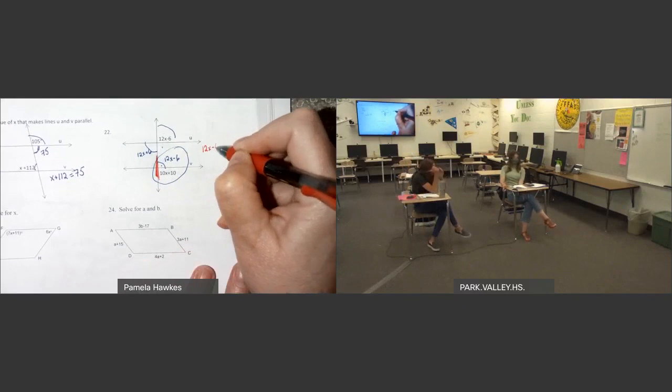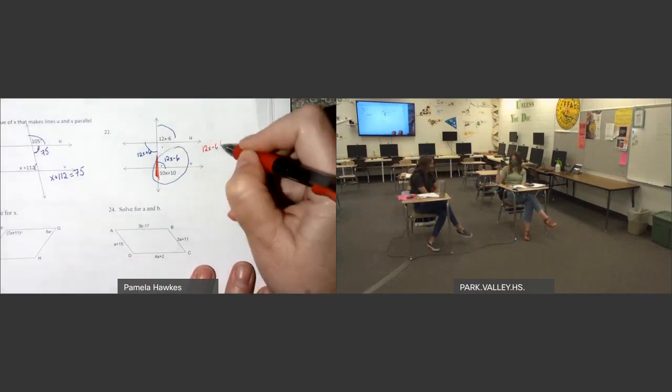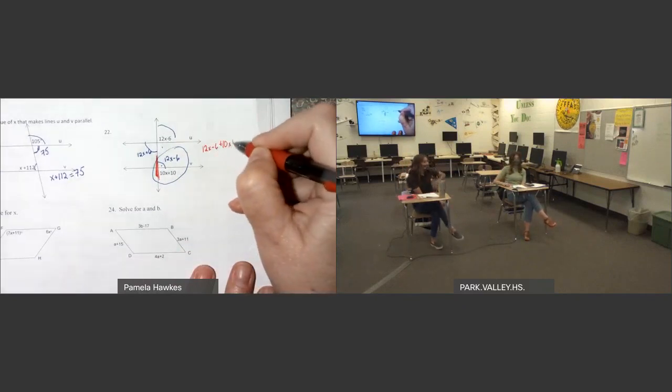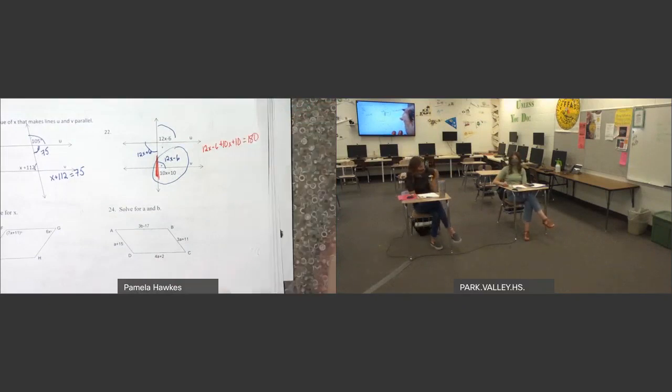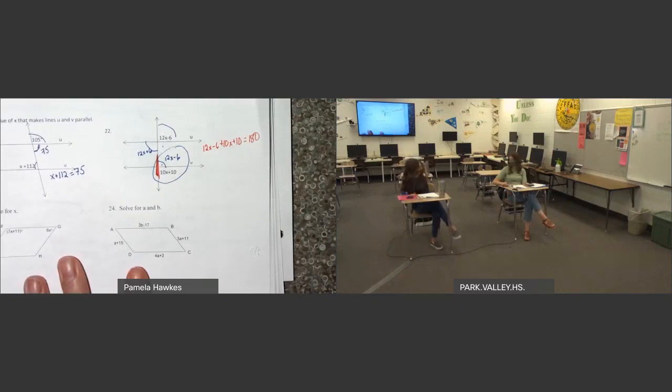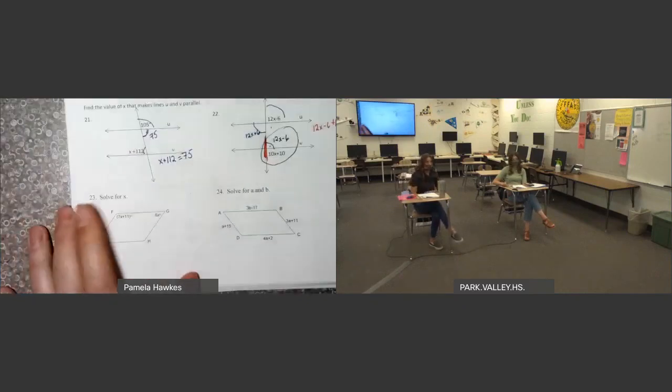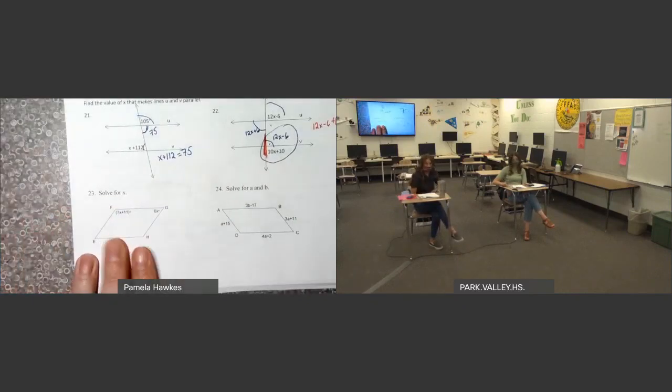12x minus 6 plus 10x plus 10 equals 180. We can solve that, right? Okay, tell me about this one. Tell me about this one. Michaela and Lexi, it's your turn. Tell me about these two.